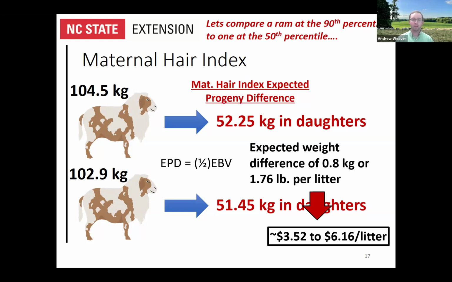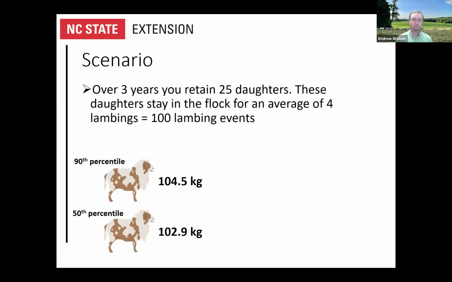So how does that math look if you want to extrapolate that out? Let's just say you're trying to decide which ram to use. And regardless, they're going to be bred to the same group of ewes over 3 years. Over those 3 years, you're going to retain 25 daughters. Those daughters are going to stay in the flock for an average of 4 lambings. So that would be 100 total lambing events, right? 25 daughters times 4 lambing events, 100 total lambing events. And this is kind of conservative, right? Hopefully our replacement females are staying in the flock for more than just 4 lambing events. Over 3 years, we could probably retain more than just 25 daughters out of an individual ram, but it kind of depends on the flock, obviously, and what your goals are.